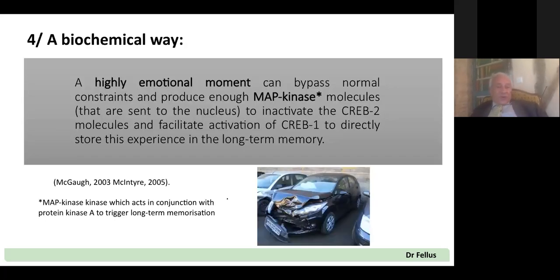The fourth, what we call an anoetic way, is that if you have a highly emotional moment, we can bypass the normal constraints of the procedure and produce enough MAP kinase that is sent to the nucleus to inactivate CREB2 molecules and facilitate the activation of CREB1 to directly store this experience in the long-term memory.